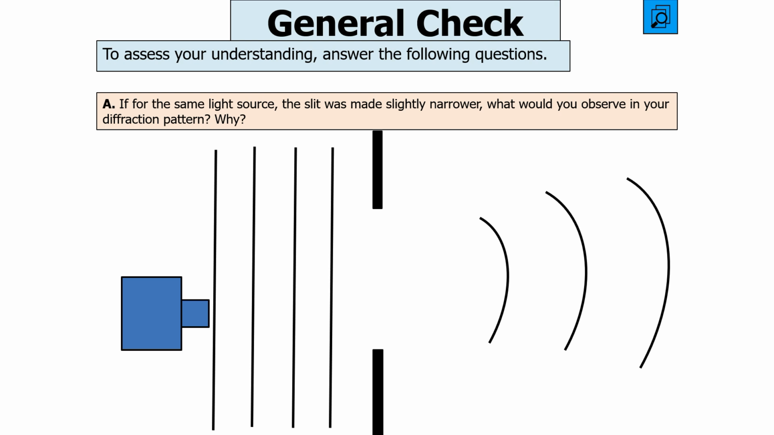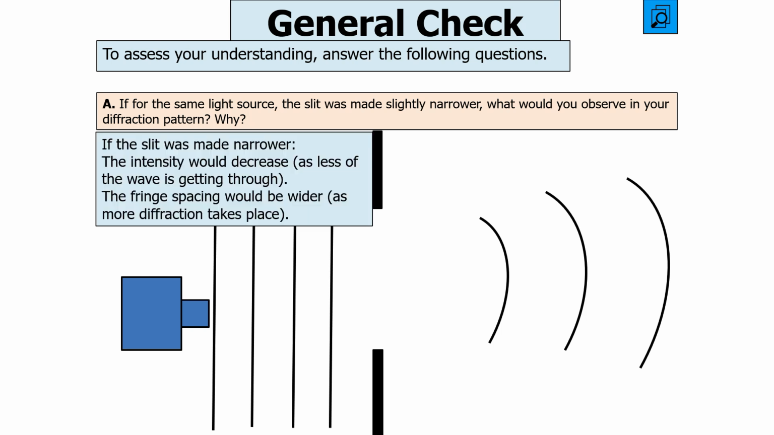If, for the same light source, the slit was made narrower, what would you observe in your diffraction pattern and why? If the slit was made narrower, the intensity would decrease as less of the wave is getting through, and the fringe spacing will be wider as more diffraction takes place.